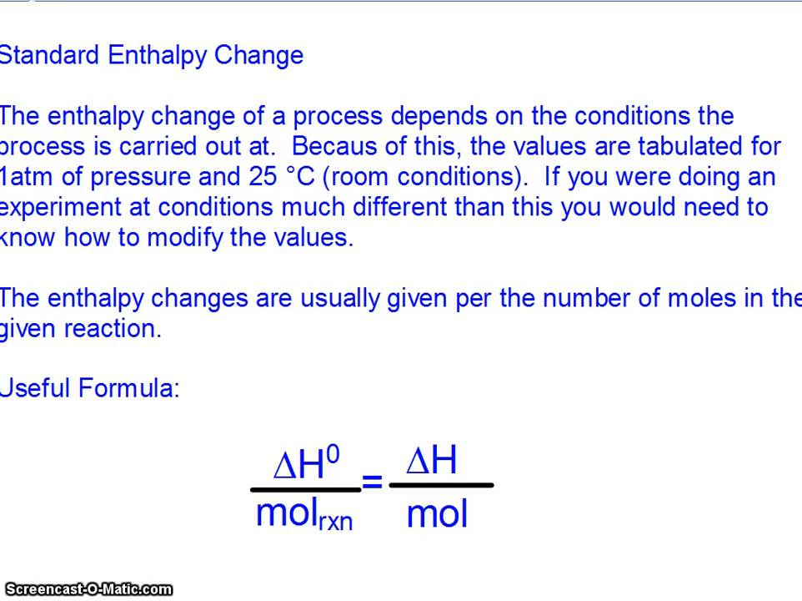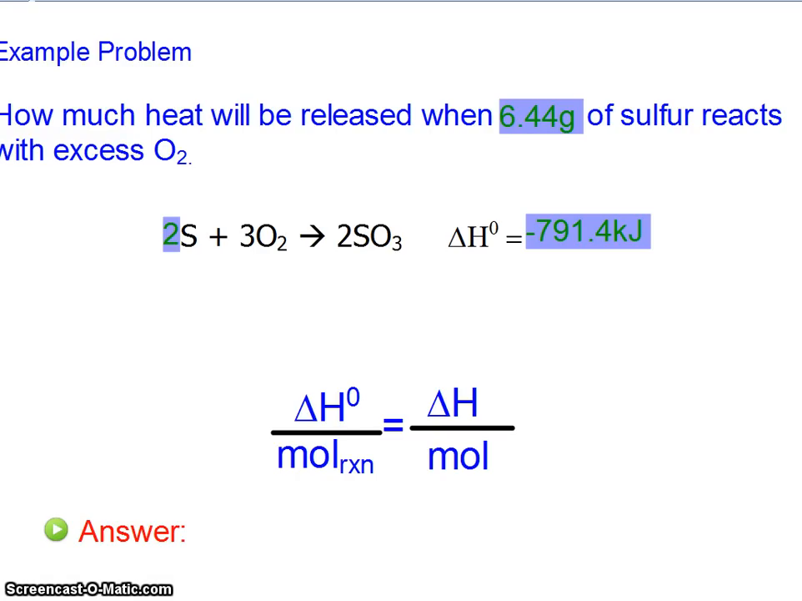Okay? So when you look up a standard enthalpy change, they're given for a certain number of moles of each substance in the reaction. But when you do it in lab, you might be using a different amount of stuff. Okay? So we're going to use this formula to go from one situation to another. Okay? So here's an example problem. We want to know how much heat will be released when 6.44 grams of sulfur reacts with excess oxygen.